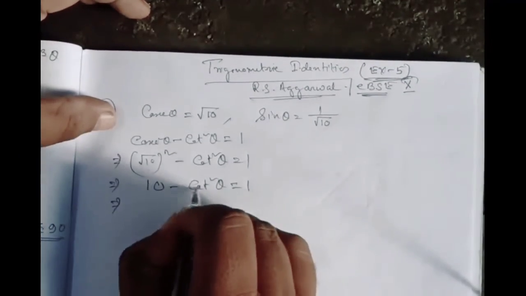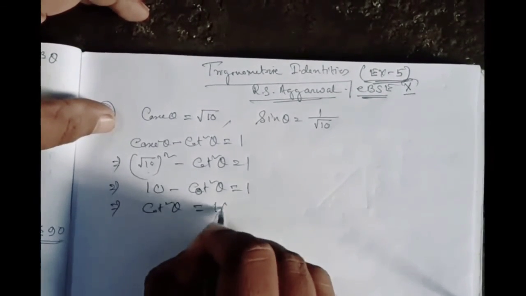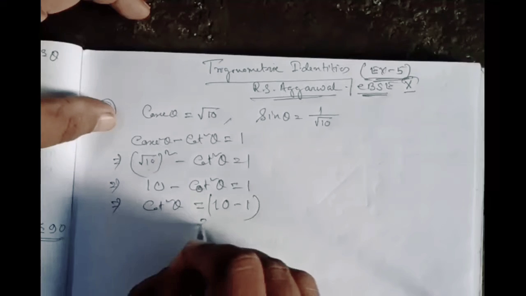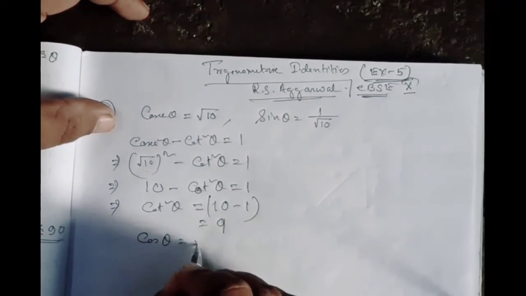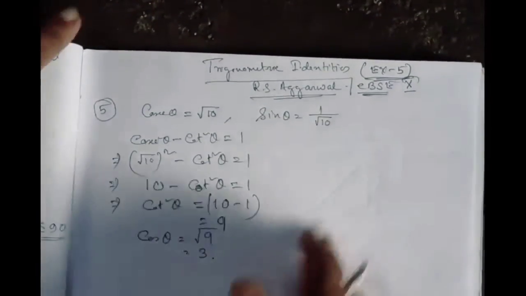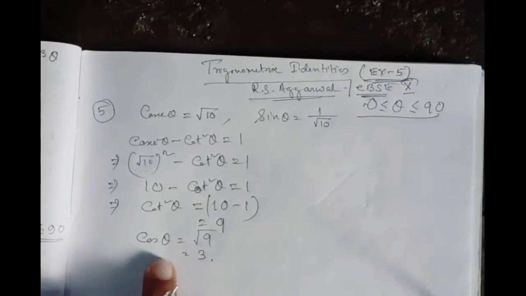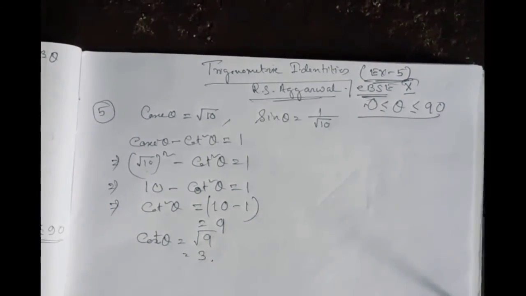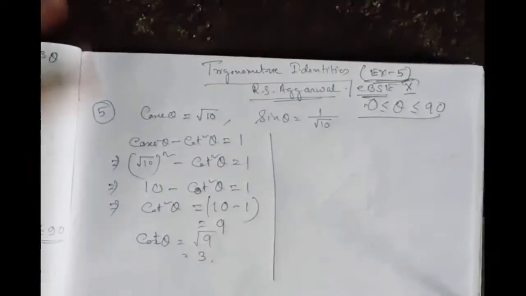So cot square theta equals 10 minus 1, 9. So cot theta is equal to root over 9, that is plus 3, since again I am telling you theta lies between 0 and 90. Okay, so this is cot theta, not cos theta. So that's it. Next, move to another.